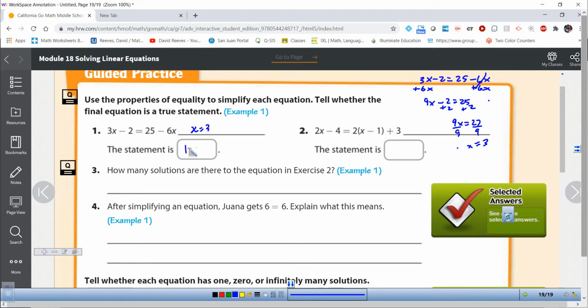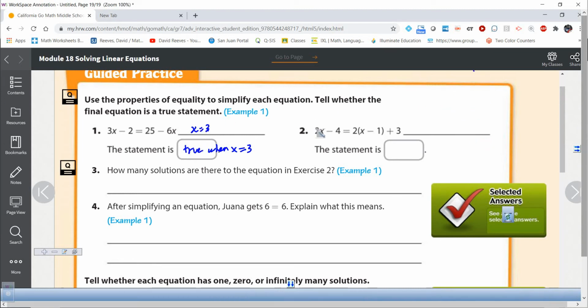The statement is true when x equals 3. All right, it's not always true. If x is 1, it's not true. If x is negative 4, it's not true. But x equals 3, when you solve it, that makes it true. All right, okay, let's take a look at the next one.